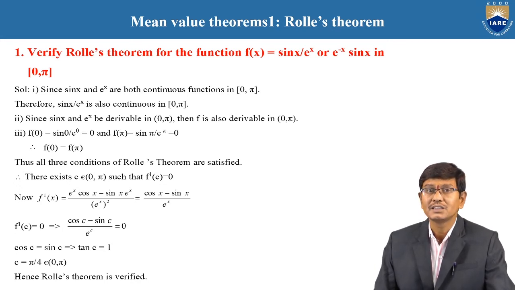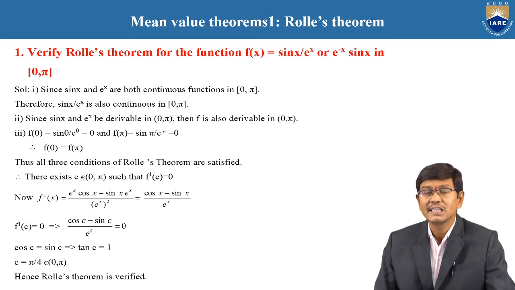Therefore, f dash of c is obtained by replacing x with c in f dash of x. So f dash of c is equal to cos c minus sin c by e power c. Equating this to 0, the denominator cannot be zero, therefore cos c minus sin c is equal to 0.